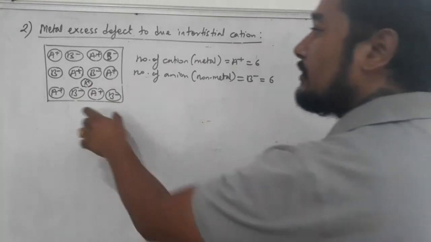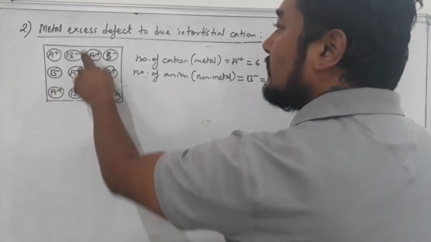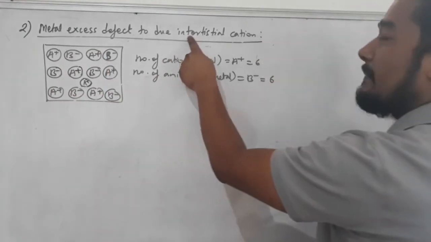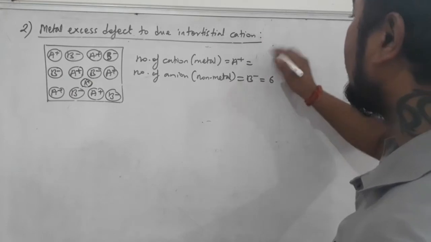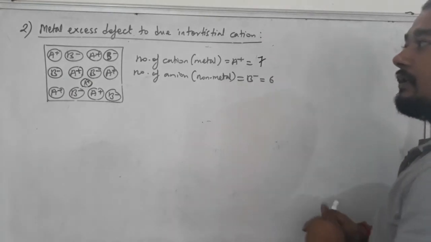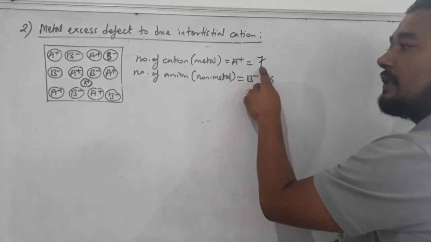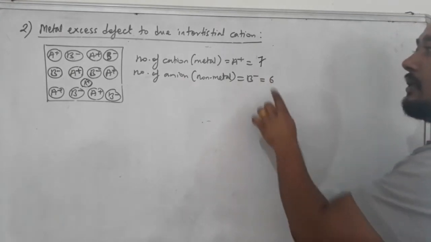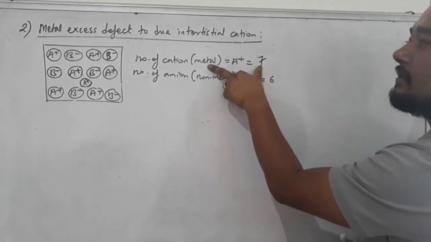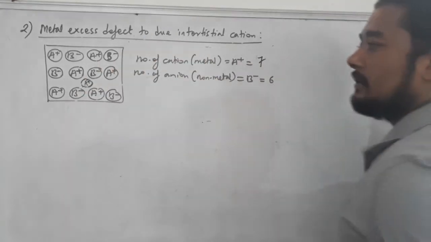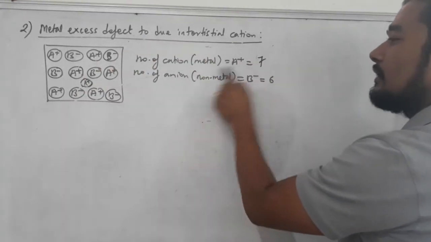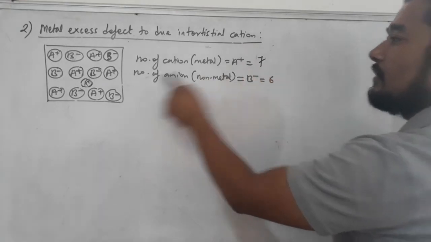Now you can see out here, students. So now what is excess? Since metal is excess, I made an extra cation in the interstitial site. So now the cation becomes 7. The number of metal has become 7 and anion is still 6. So what is excess? Metal is excess. Why metal is excess? Due to interstitial cation. So the number of cation is more than anion here. So metal is excess due to interstitial cation.